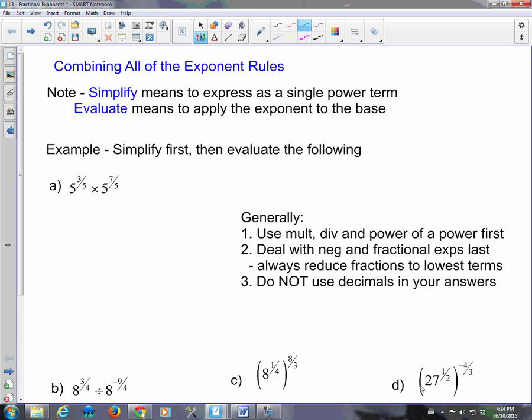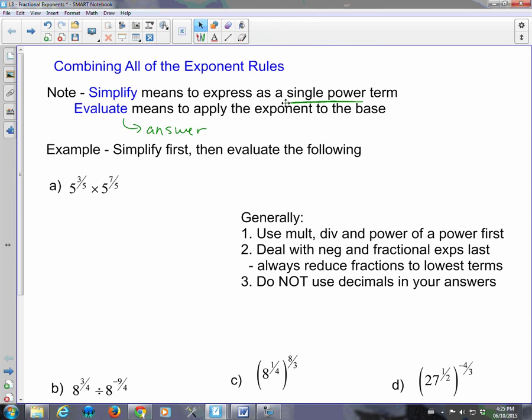So remember that when you see the word simplify, that means to use your exponent rules and write a single power. When you see the word evaluate, it means that you're going to actually get an answer. Apply the exponent. So, example, simplify first, then evaluate the following.